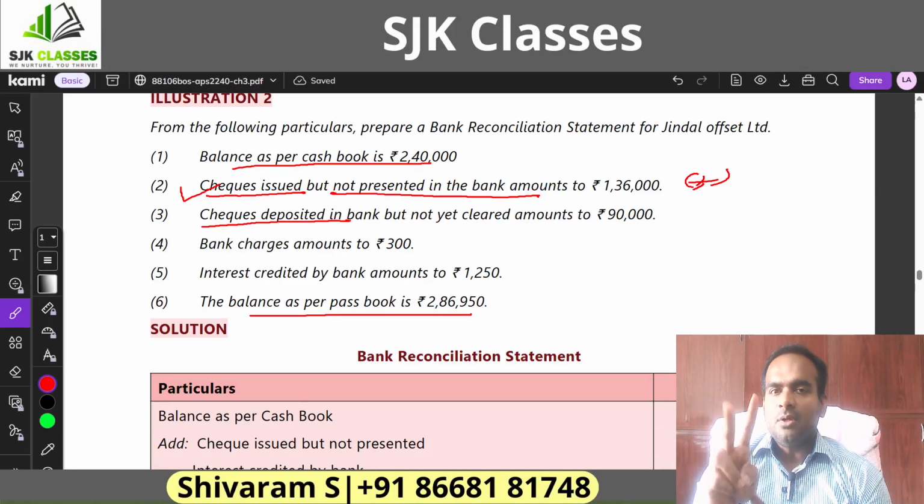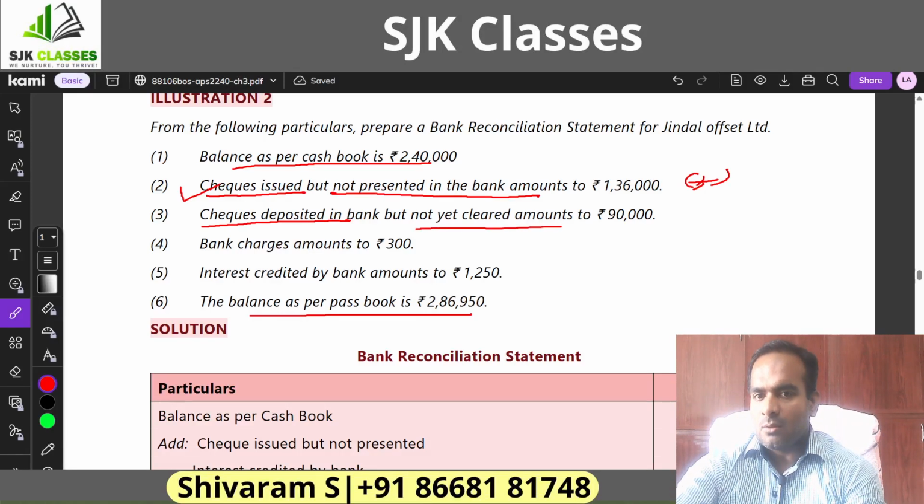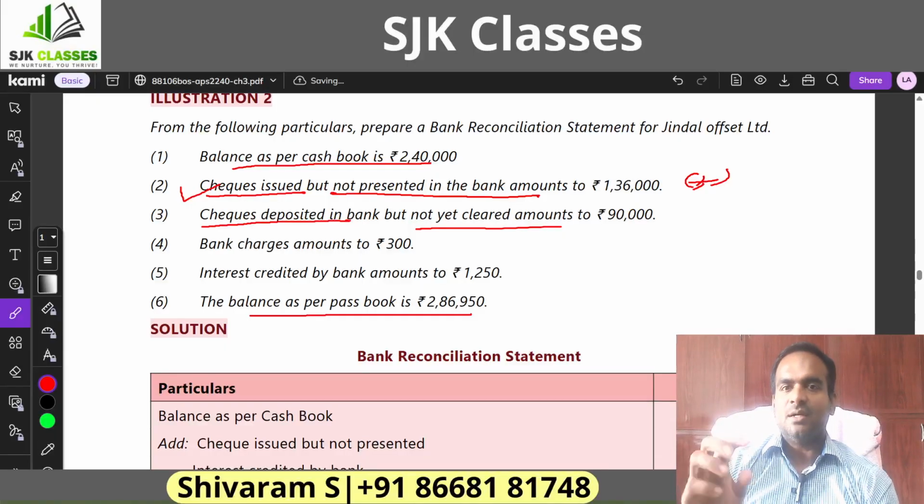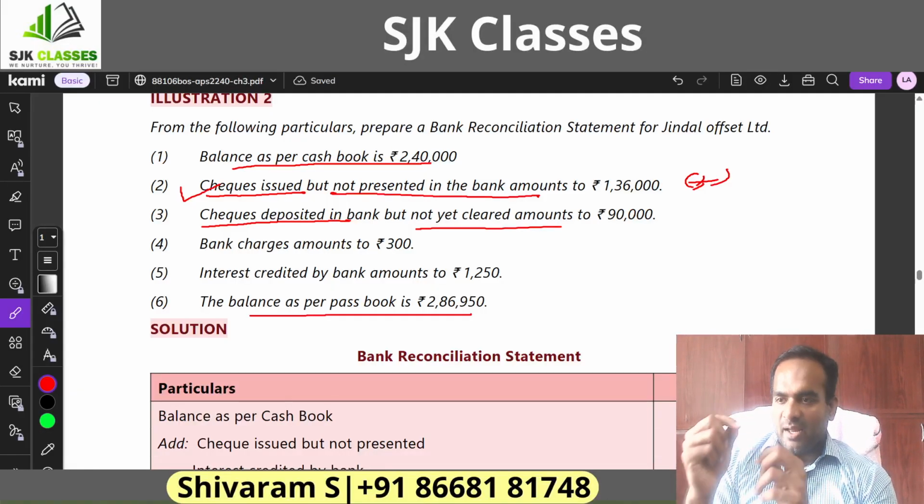And what is point number two? You must check in which book the impact is there. So checks deposited in bank, but not yet cleared. What is the meaning of not yet cleared? It means that I have deposited the check in my bank account. Once I deposit the check, it's not magic that I'll get the money immediately. There is some process involved here, which will take at least a day or two. I have deposited the check, but not yet cleared means the bank is taking some time to clear my check. Generally, 1 to 2 days it will take for check clearance.